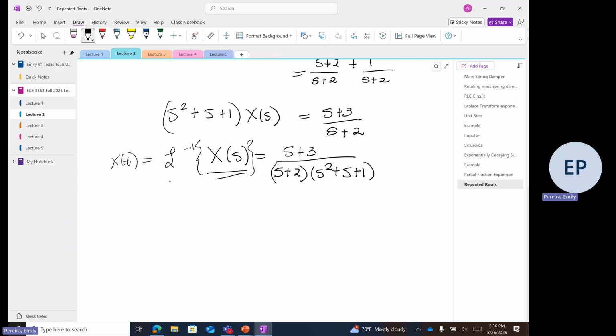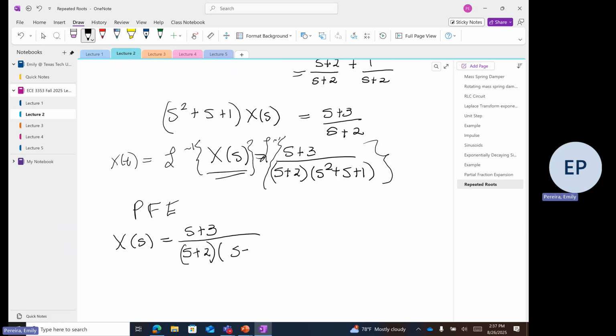Okay, but taking the inverse Laplace transform of this is not so straightforward. So we need that partial fraction expansion again. So let me walk you through this. So now we have X of s is equal to s plus 3 divided by s plus 2 times s plus 1.